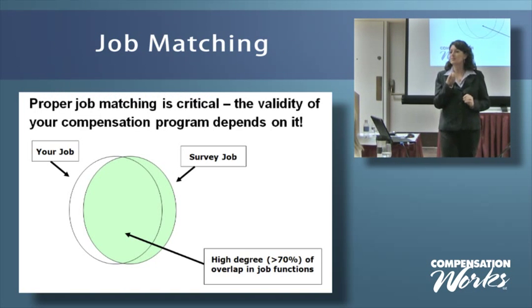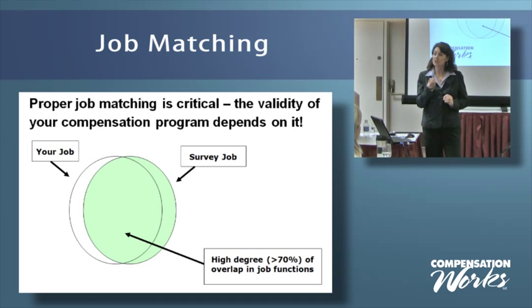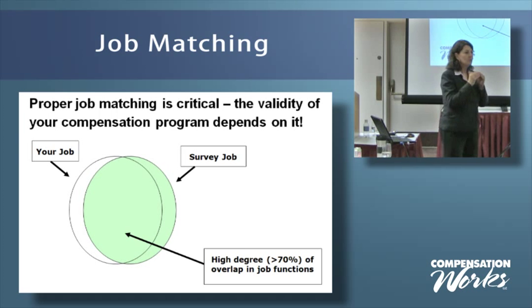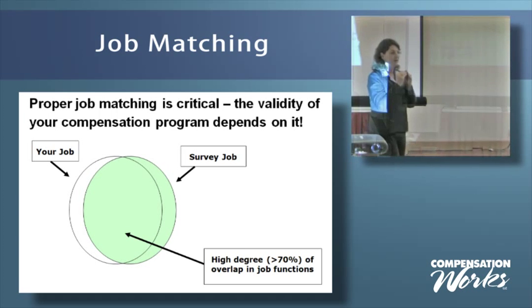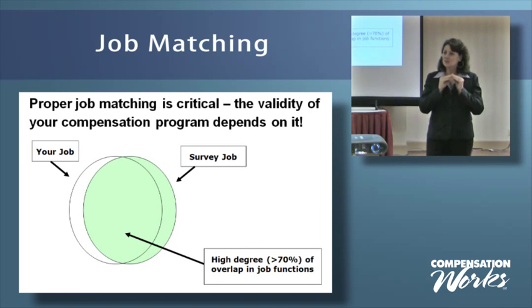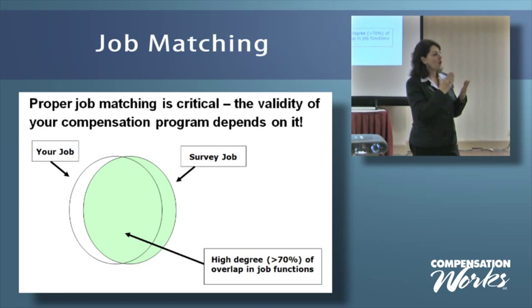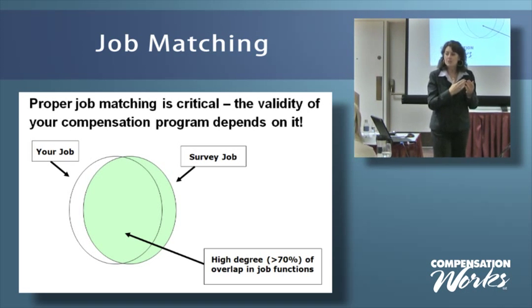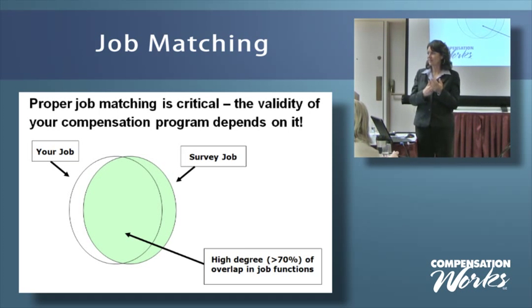One of the biggest potential problems we see with compensation analysis is the job matching process. Every job is a little bit different. There's never going to be an exact match. So if you have employees who tell you, well, my job's not identical to anybody else's, you can say, you're absolutely right. Nobody's is. But what we look for is whether the scope of responsibilities, the skill set, and the education and experience required to perform the duties are essentially the same.